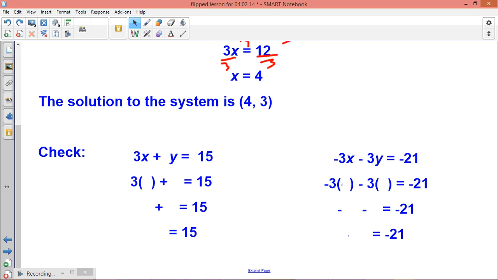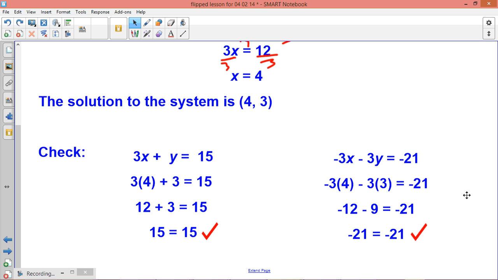And then you probably know what we have to do next. We just have to plug in 4 comma 3, 4 for x and 3 for y, in both equations and see what happens. So 3 times 4 plus 3, does that equal 15? Well, that's 12 plus 3, which everybody knows is 15. So I've got the first one right. Now, negative 3 times 4 minus 3 times 3 is negative 12 minus 9. That gives me negative 21. So I know that I got it right.